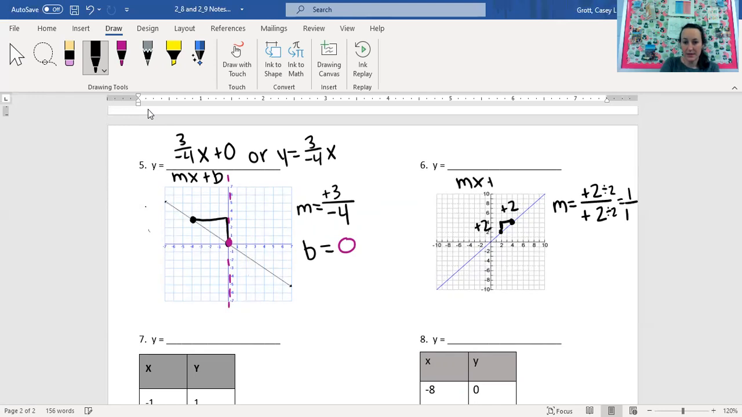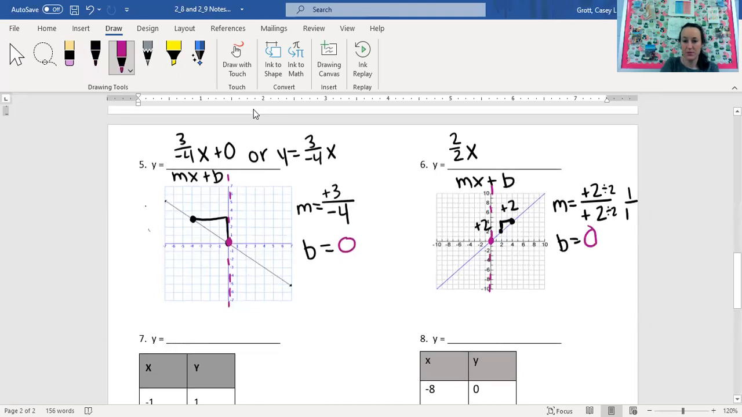Y equals mx plus b. Let's go ahead and write what we already know. We know that my slope is going to be 2 over 2. We always put an x after the slope. Y-intercept, where does that blue line cross the y-axis? It's crossing right here at 0. So y equals 2 over 2x plus 0. Again, you do not have to put the 0. You can just leave it like this, or you could even just leave it as 1x if you wanted to simplify your 2 over 2. So you've got a lot of options for this last one.